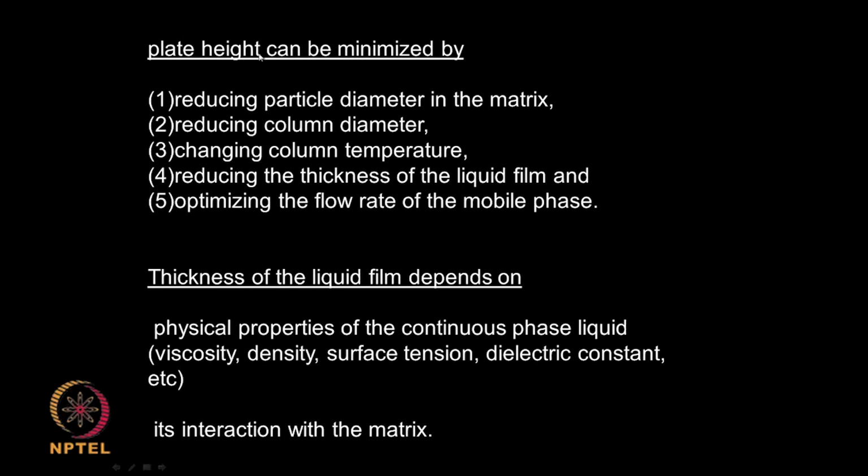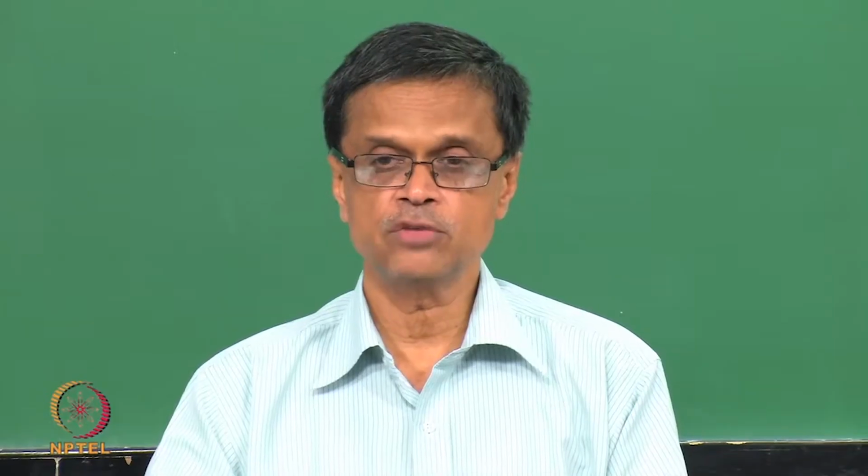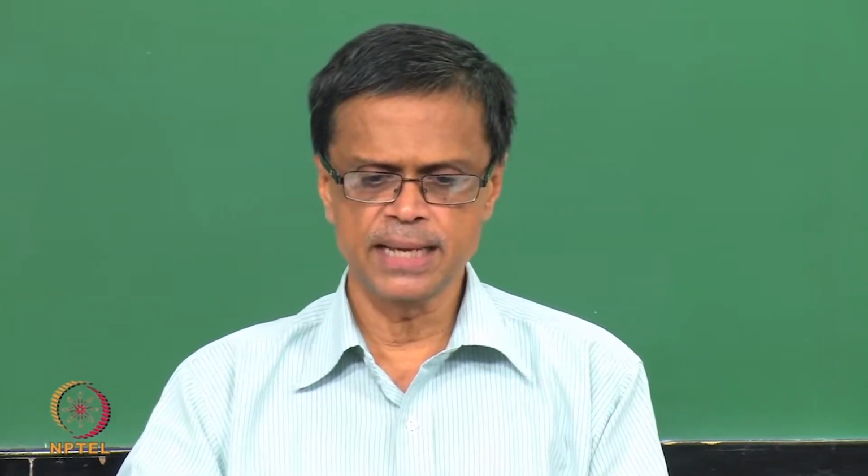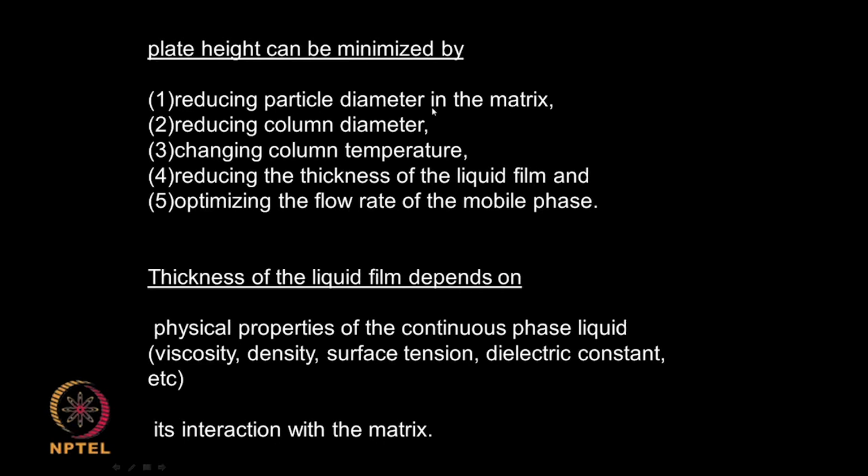So, there is something called plate height. If you have a number of plates, and then if you have plate height, if you multiply them together, that will give you an idea of the length of the packed portion. So, plate height can be minimized by reducing particle dia. Okay. Smaller the particle, better is the separating efficiency. Reducing column dia, changing column temperature, reducing thickness of the liquid film that is forming on the packing, optimizing the flow rate of the mobile phase. So, all these can reduce the plate height.